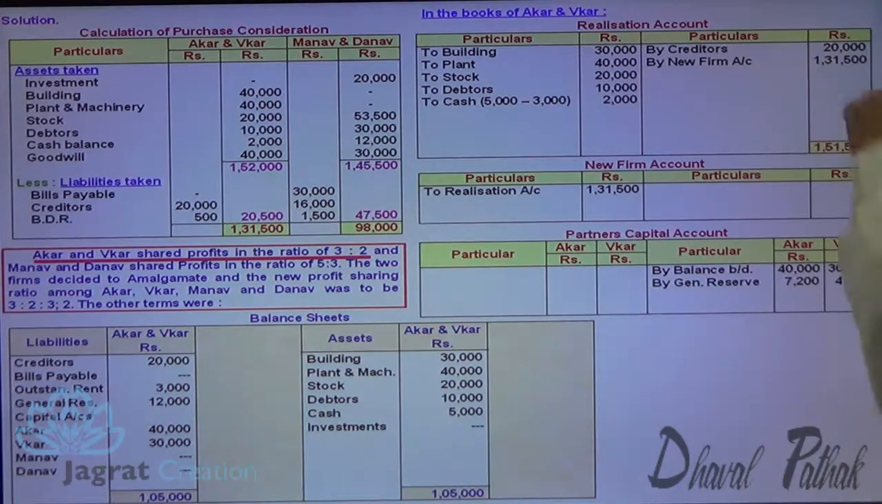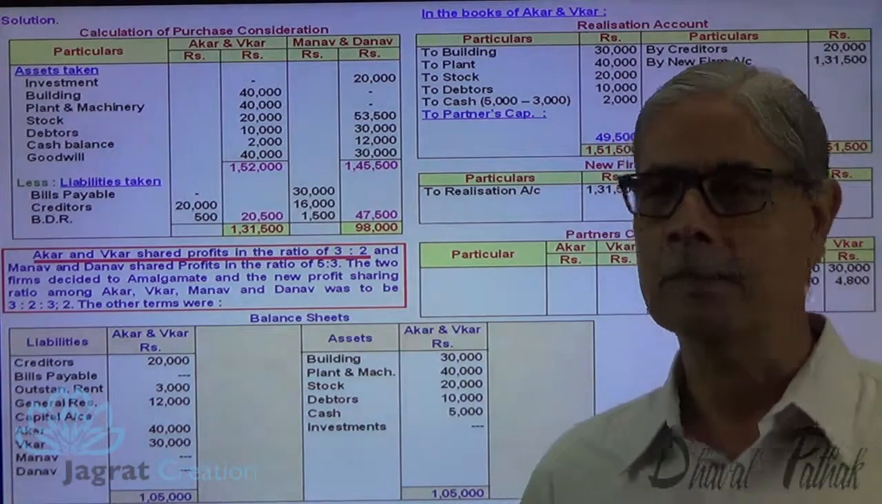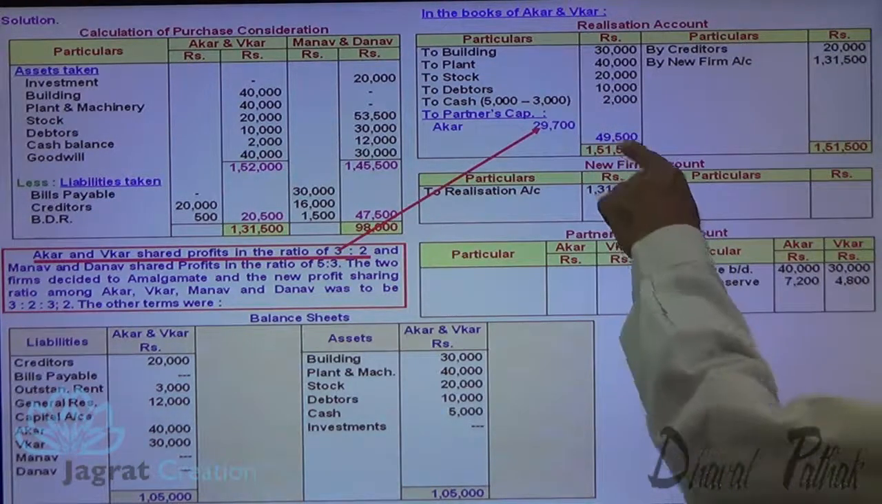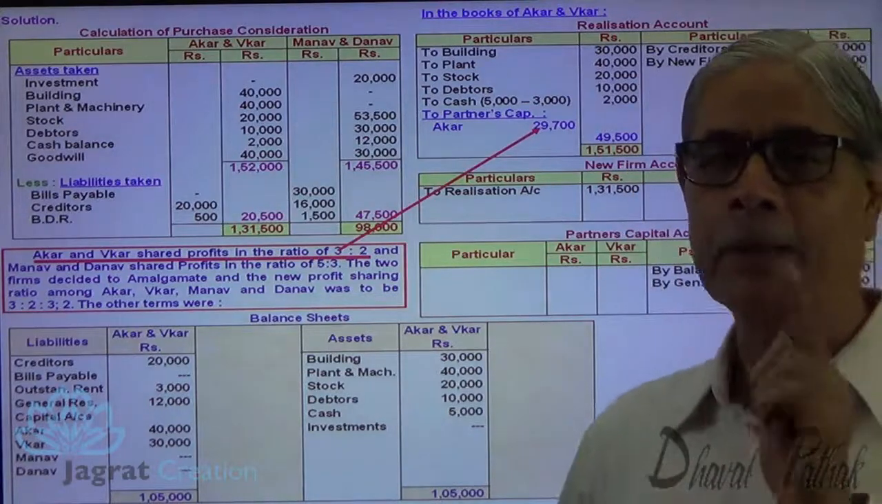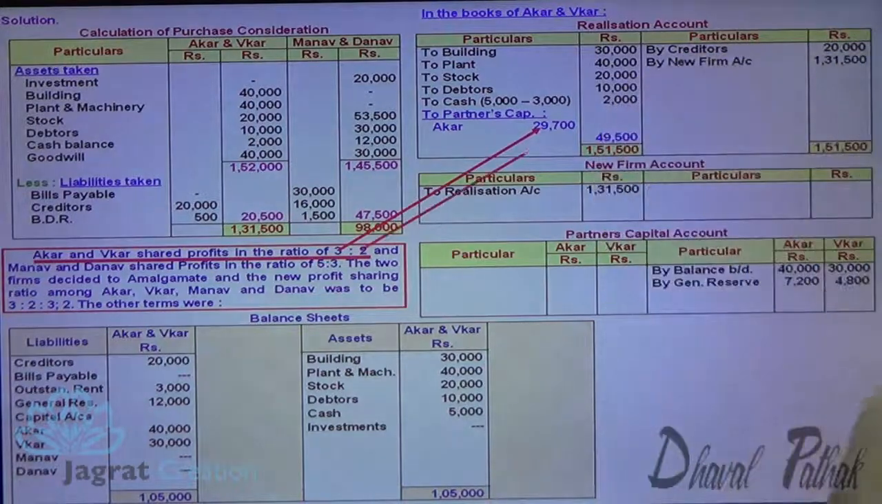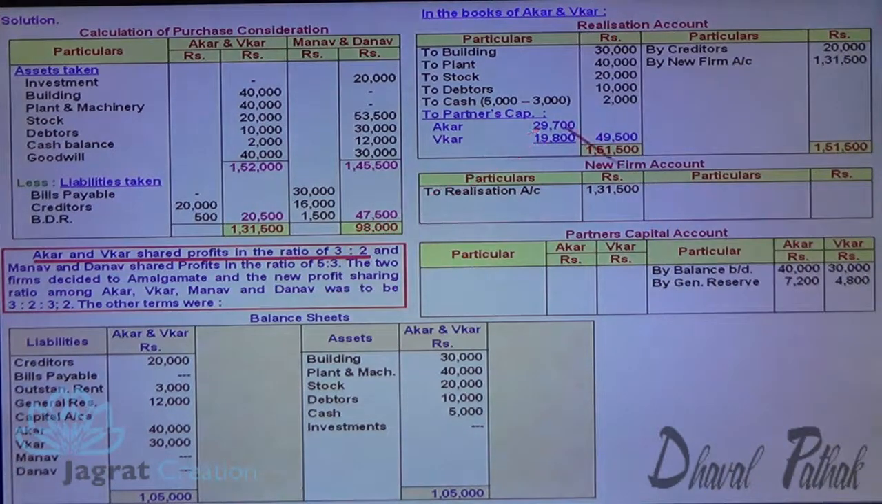After that, find out the profit or loss on realization account. Total of credit side minus total of debit side, you will get the profit of realization account. This realization profit should be distributed in the ratio of 3:2 amongst partners. So 49,500 distributed in the ratio of 3/5 of 49,500. 3 by 5 of 49,500, that works out to be 29,700. And 2/5 of 49,500, that goes to Vakar's capital account. So realization account debit to partner's capital account credit. So this is the amount transferred to partner's capital account.